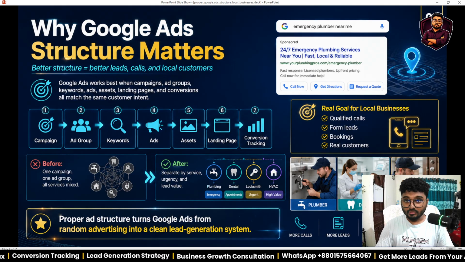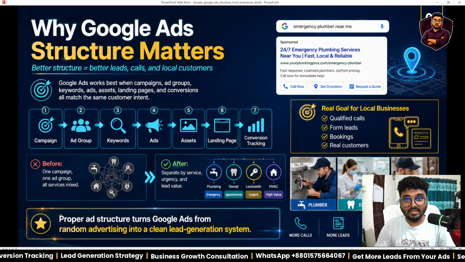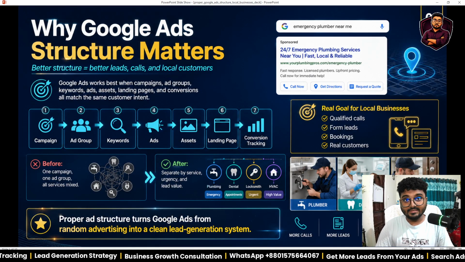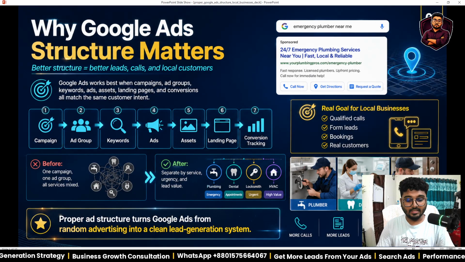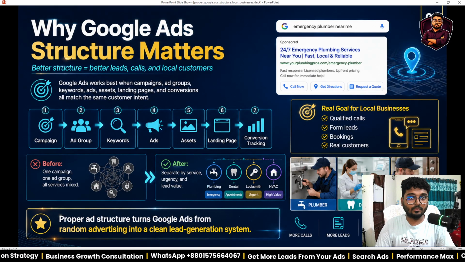Today I want to talk with you about Google ad structure. It's an important thing before running Google ads, and we need to calculate something about Google ad structure so that our ad gives us the best performance.